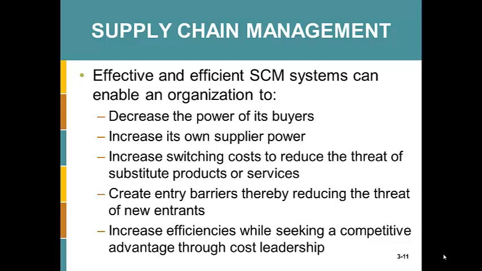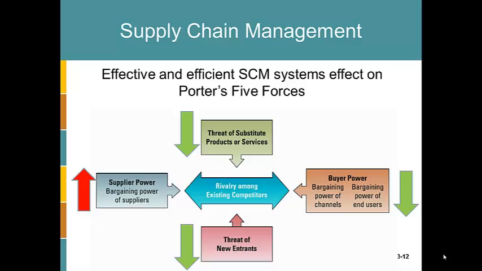Effective and efficient sales supply chain management systems can enable an organization to decrease the power of its buyers, as well as increase its own supplier power, increase the switching costs to reduce the threat of substitute products or services, create entry barriers, thereby reducing the threat of new entrants, and increase efficiencies while seeking a competitive advantage through cost leadership. So you should be familiar with all of these because we've covered them in Porter's model. So let's see how it looks in Porter's 5 forces.